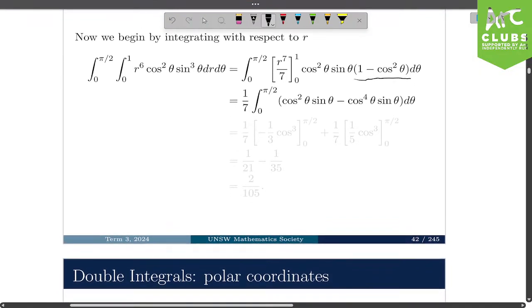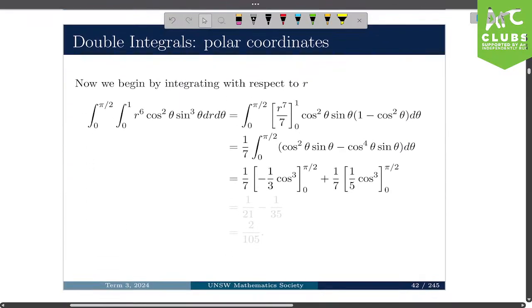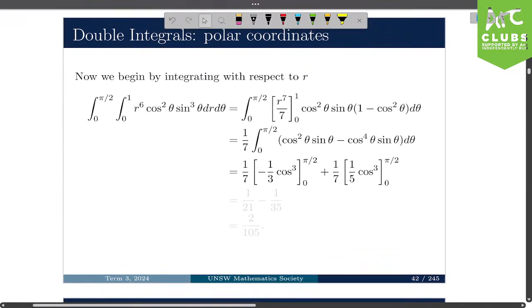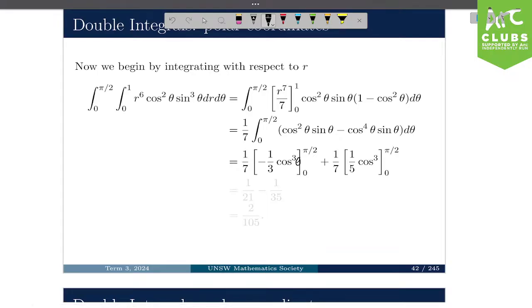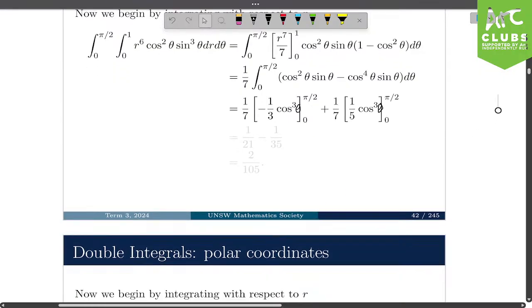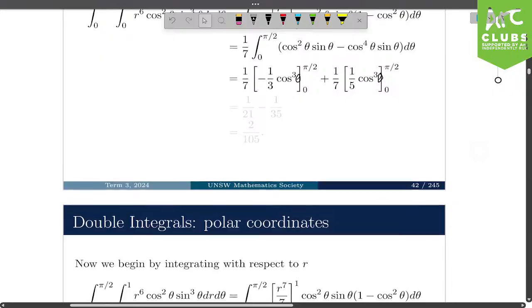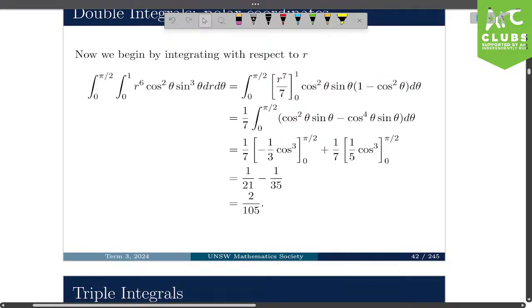And then integrating this expression with respect to theta, we get negative 1 on 3 cos cubed theta and 1 on 5 cos to the power 5 theta. And if we were to do the math, we should get something equal to 2 over 105.